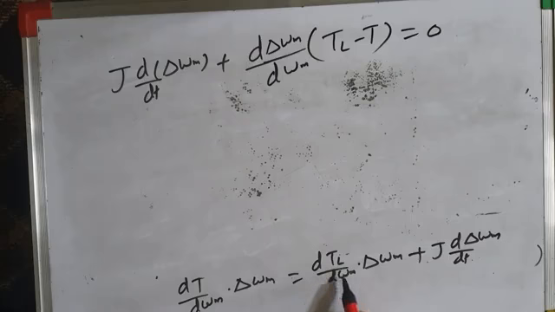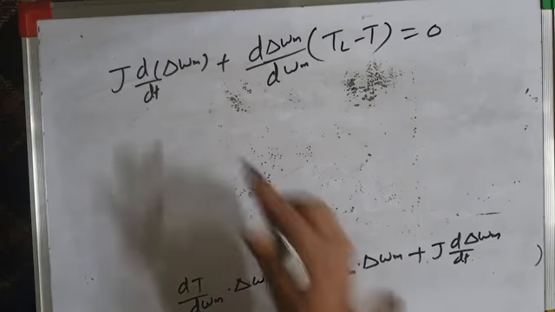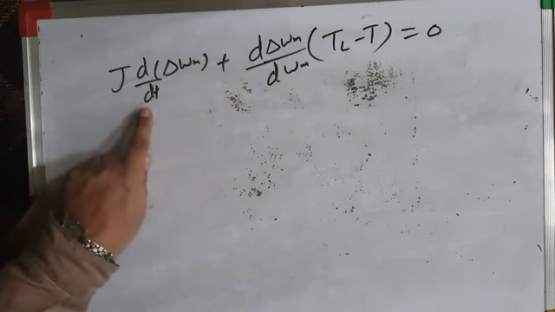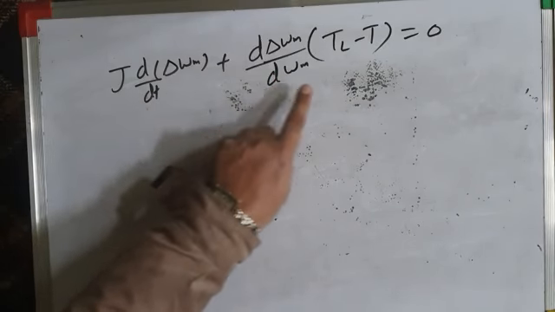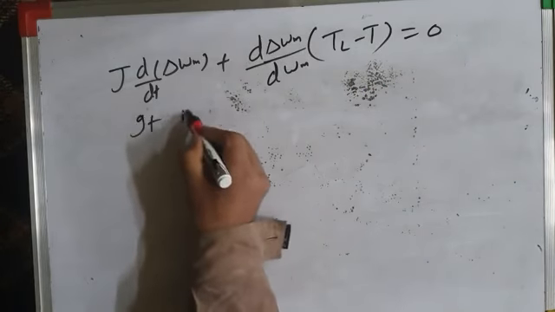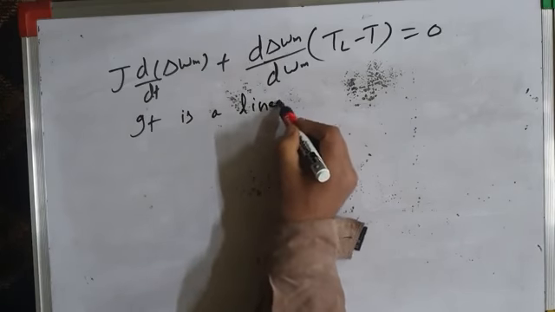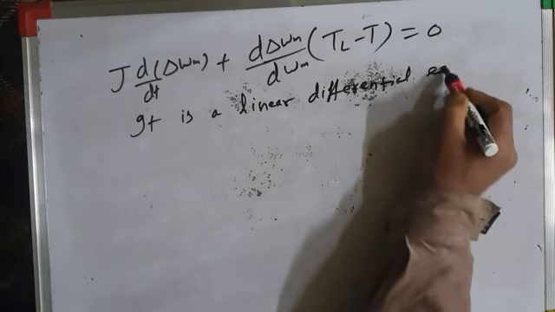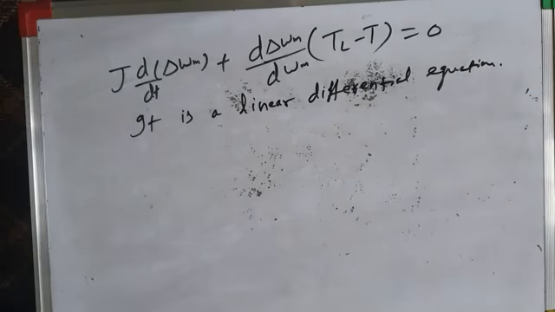So here it will be dTL by d omega m, d delta omega m by d omega m, minus dT by d omega m, d delta omega m by d omega m. It will be TL minus T, because you are shifting it to the right hand side. Here it is plus, here it will become minus. So this is what we get. This is a differential equation: J d delta omega m by dt plus d delta omega m by d omega m times (dTL minus dT) is equal to 0. It's a linear differential equation, not a non-linear one, and we know how to solve differential equations.